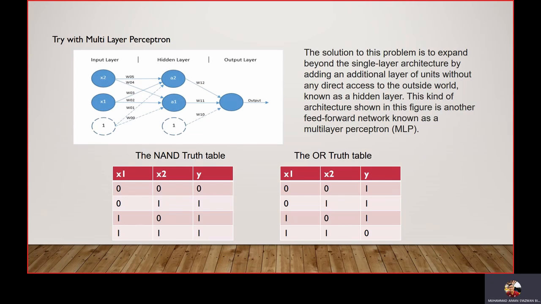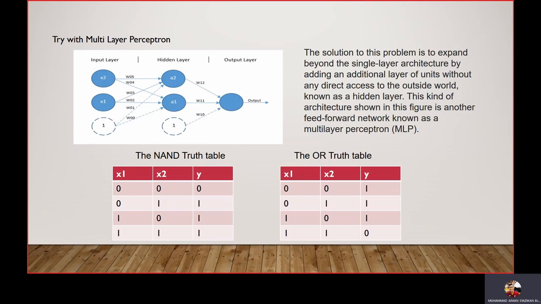Okay, let's first break down the XOR function into its AND and OR counterparts. As we can see here, there are the input layer x2 and x1, with the hidden layer a2 and a1, and the output layer. The solution to this problem is to expand beyond the single-layer architecture by adding an additional layer without any direct access to the outside world, also known as a hidden layer. This kind of architecture shown in the figure is another feed-forward network known as a multi-layer perceptron (MLP).